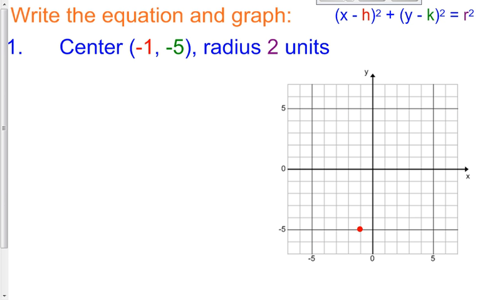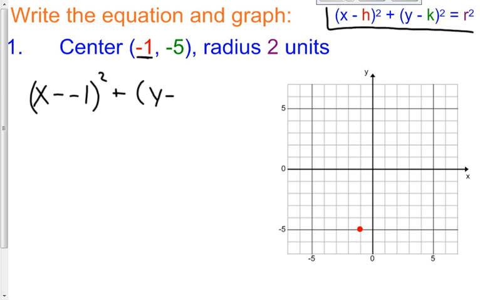Number 1, write the equation and graph. So our equation is right here, so it'll always be on the top right-hand corner that you can refer back to. So it's x minus h, which is the x coordinate of the center. x minus a negative 1, that quantity squared, plus y minus k, which is a negative 5, that quantity squared, that equals the radius squared.